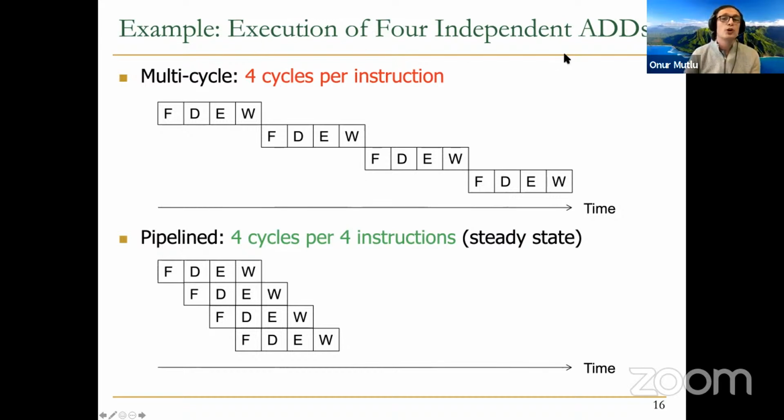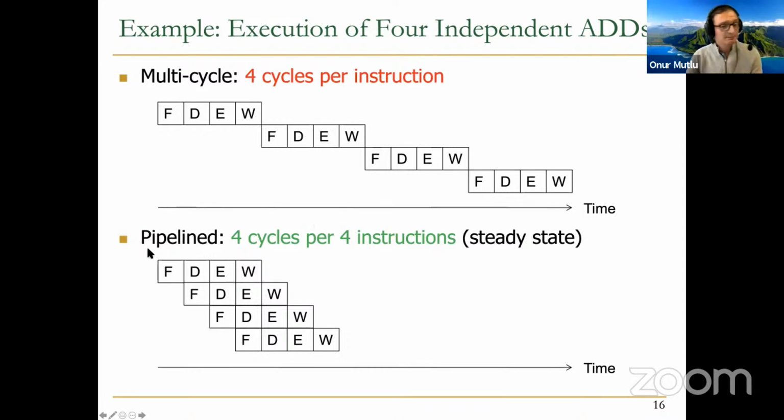Let's assume that we have 4 independent add instructions. They have no dependencies with each other. The second one doesn't require the result of the first one, and none of them require the results of any of these instructions that are being processed. If you have a multi-cycle machine, assume that an add instruction goes through fetch, decode, execute, and write back, 4 cycles. Basically, a multi-cycle machine spends 4 cycles per instruction, right? And you can see that it finishes the instructions after 16 cycles.